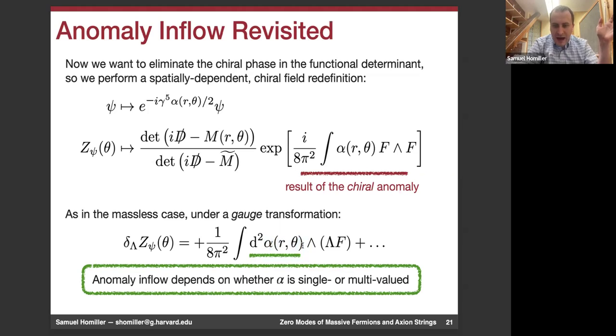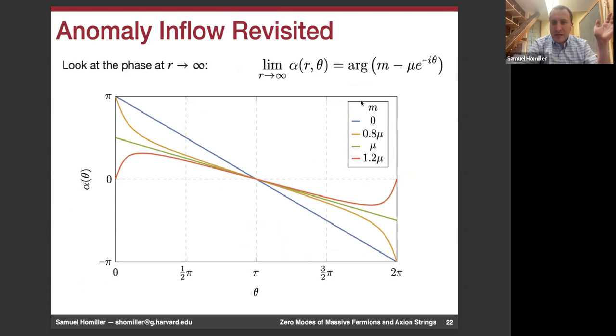And so now I can just plot alpha for different values of the mass relative to mu. And what you get is here for zero mass, I have this value. Here you see at one value of theta, it's pi, and at the other value of theta, as I go 0 to 2 pi, here it's minus pi. And so it's multi-valued. This is the topological obstruction to doing this, that I have this multi-valued function. And so there is no way that I can just say d squared of alpha is 0 here, right? So that's in the massless case. That's what we saw before, and that's why you have the anomaly and why you have zero modes.